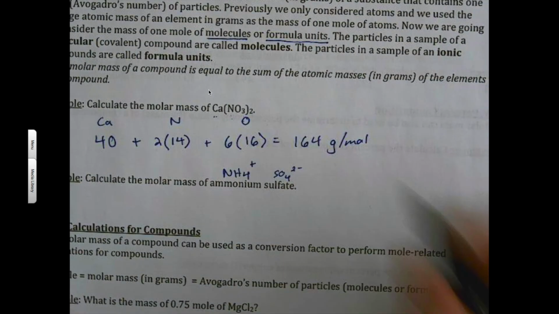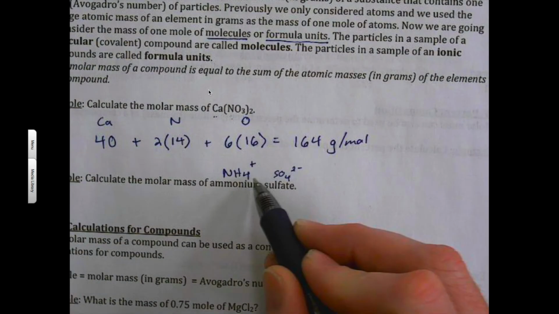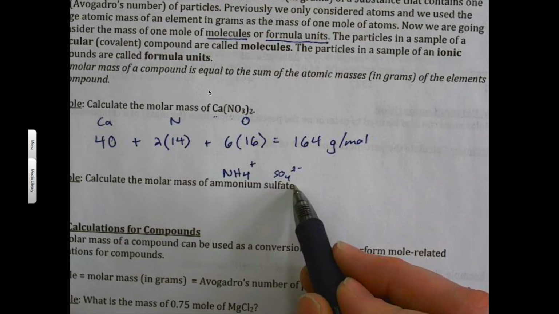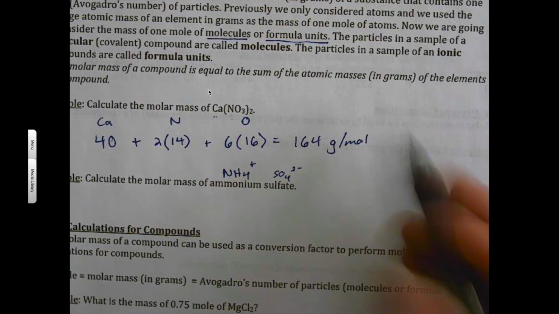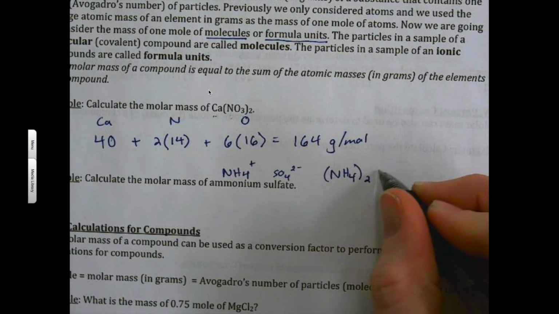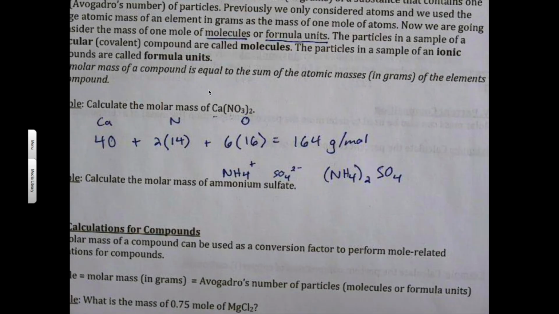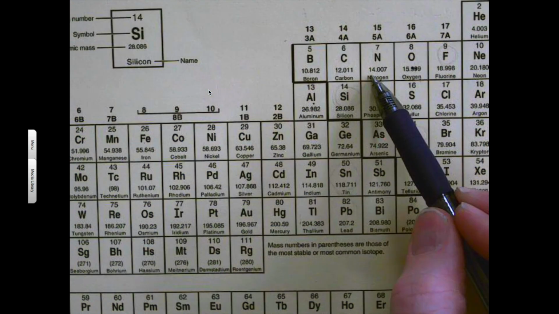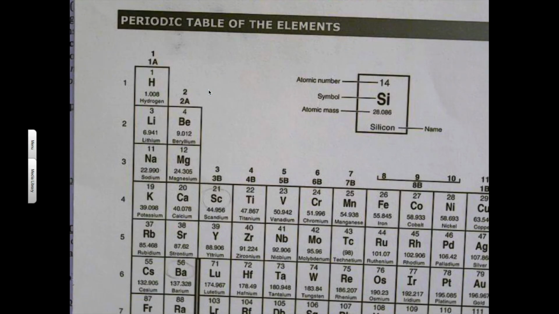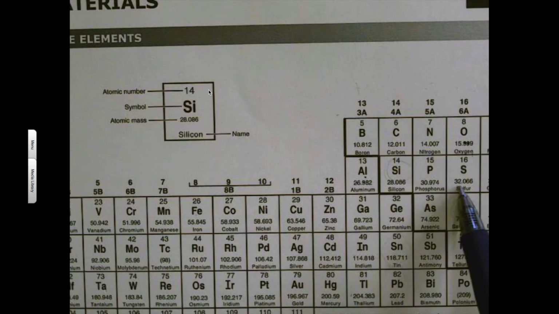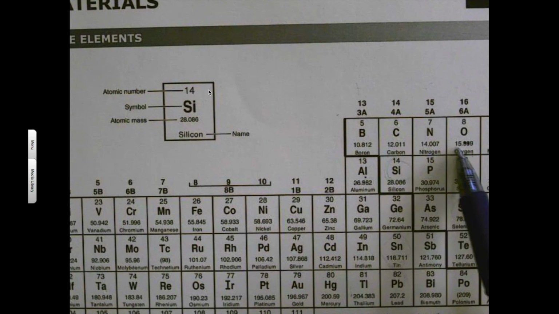We remember how to do this, right? So you take the 2 and you bring it down here. So we are actually going to need 2 ammoniums for every 1 sulfate. Remember that crisscross method? So we need NH4, we need 2 of those, and then we have 1 sulfate. So now we're going to look up our numbers. We're going to look up nitrogen, hydrogen, sulfur, and oxygen. So nitrogen is here. It's 14. Hydrogen is 1. Okay. Sulfur is 32, and then oxygen is 16.